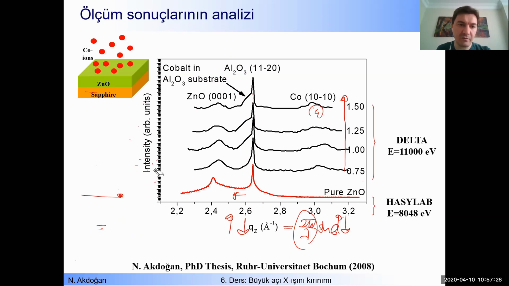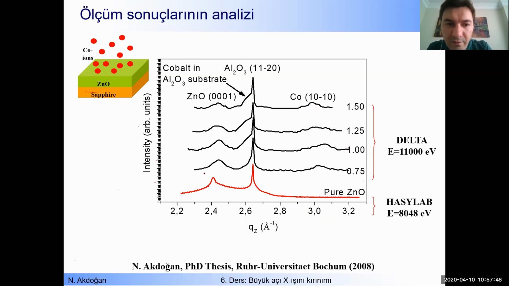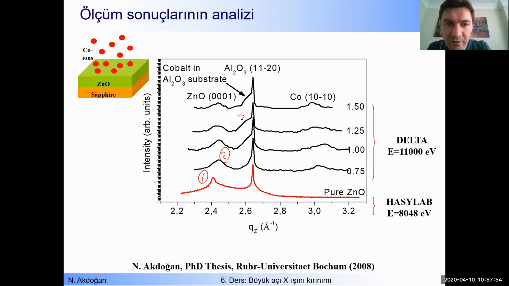We have one more piece of information related to the sapphire. This is the fifth one. 1, the position of the zinc oxide. 2, intensity decrease in zinc oxide. 3, shoulder on the left side of the aluminum oxide. 4, why we have an additional peak here. And 5, why the position of the aluminum oxide does not change. So now let's continue with the position of the aluminum oxide.